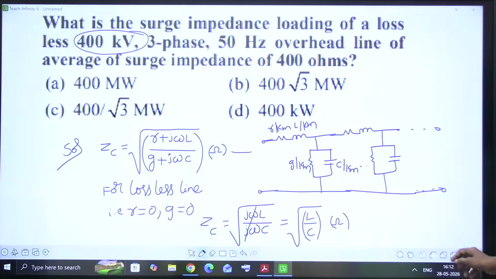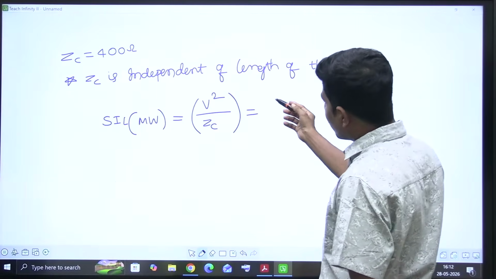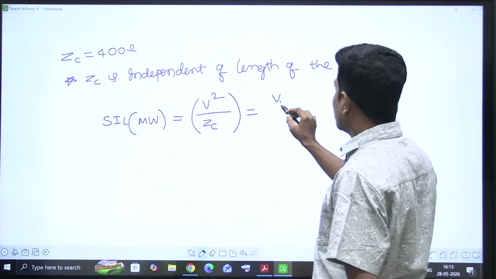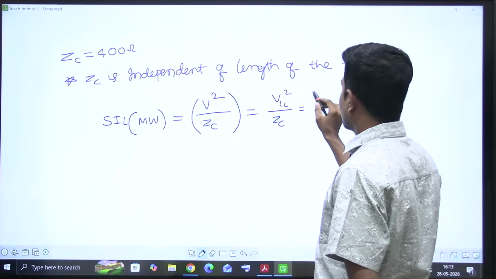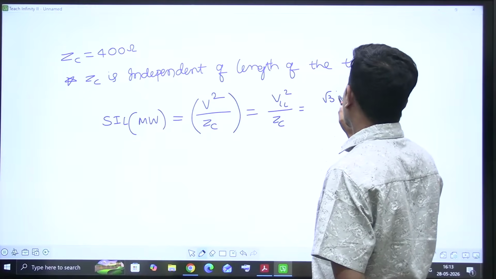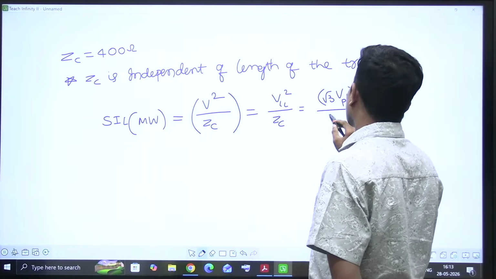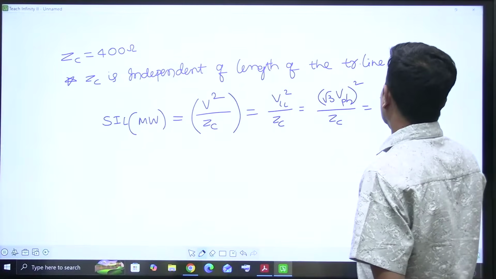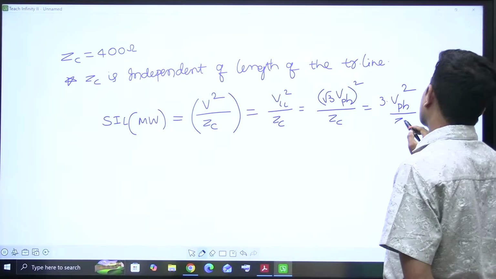So in the power formula, which voltage do I have to put? If you are putting line voltage, it is V line to line whole square by ZC. Now what is V line to line? Root 3 times V phase, whole square by ZC. That is equal to 3 into V phase whole square by ZC.